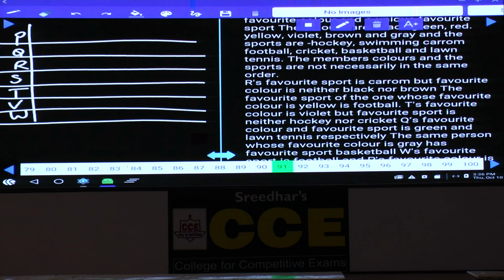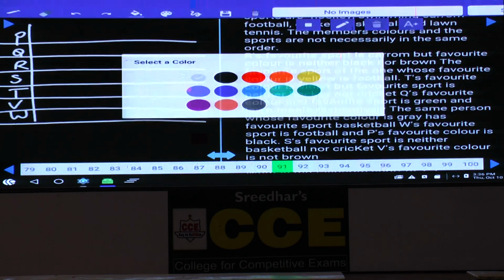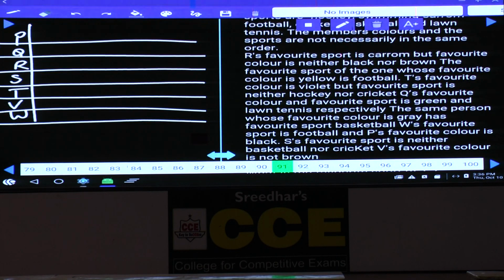Now in this condition number 1, tell me what is the information here? R's favorite sport is carom, but favorite color is neither black nor brown. R's favorite sport is carom. Now carom is here, and at the same time, a color neither black nor brown. Black and brown, these two are ruled out. The favorite sport of the one whose favorite color is yellow is football. Now yellow is football. Yellow and football must be together.